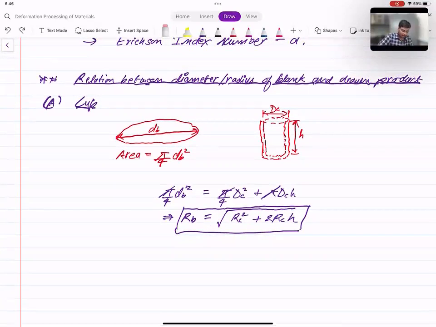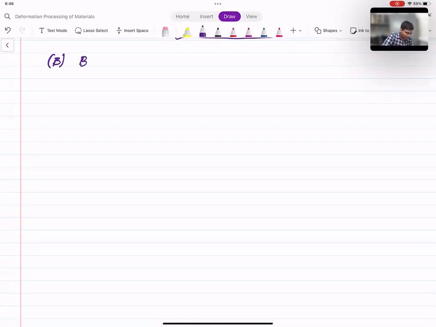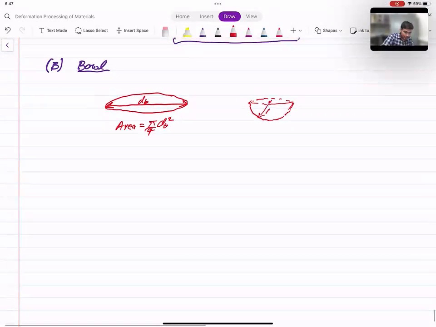Now let us see the second case, a bowl-shaped or hemispherical type of shape. So let us see for the bowl now. Again, initially the blank will be of a similar kind, with the initial diameter db. Again, the area will be pi by 4 db square, and after forming, it will be converted into the shape of a bowl. We will consider it to be hemispherical. So basically, this type of shape is formed. And here the radius becomes, say, capital R.